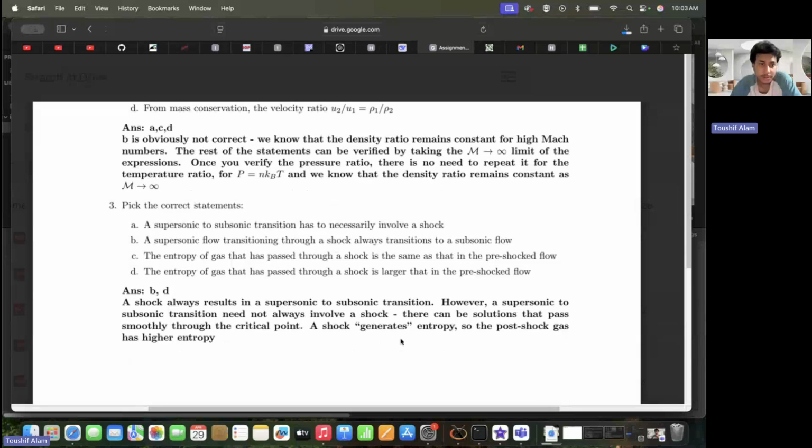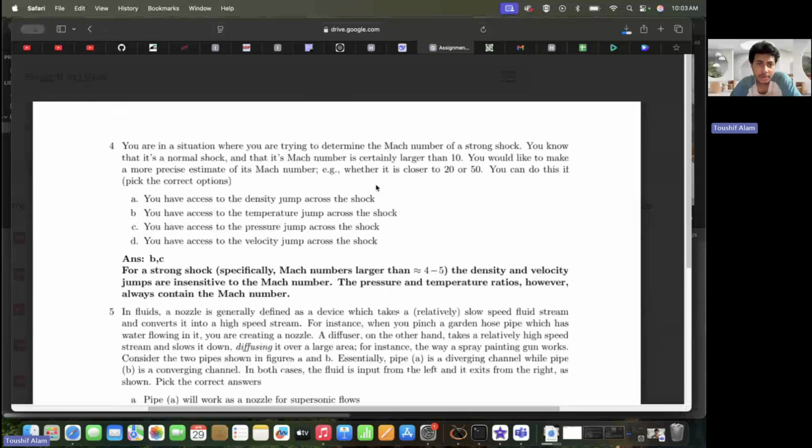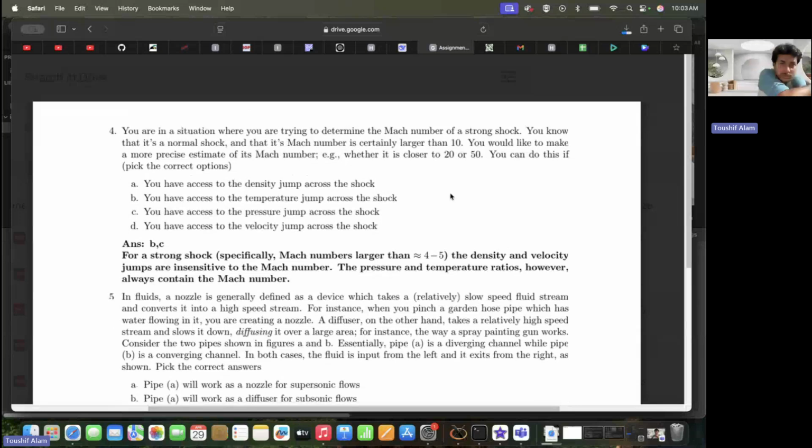You are in a situation where you are trying to determine the Mach number of a young shock. You know that it's a normal shock and that its Mach number is certainly larger than 10. You would like to make a more precise estimate of its Mach number, whether it is closer to 20 or 50. You can do this if you have access to the density jump across the shock, the temperature jump, the pressure jump, or the velocity jump.